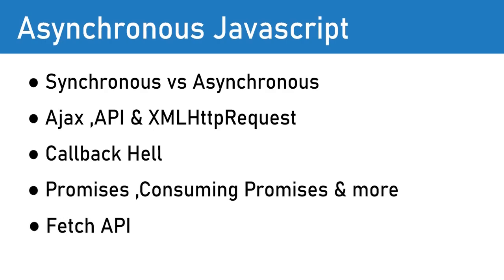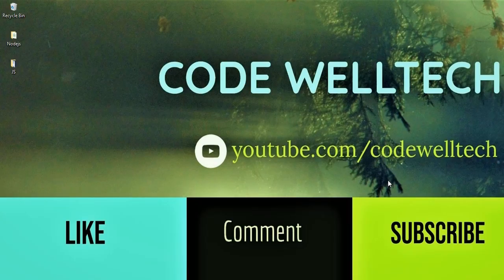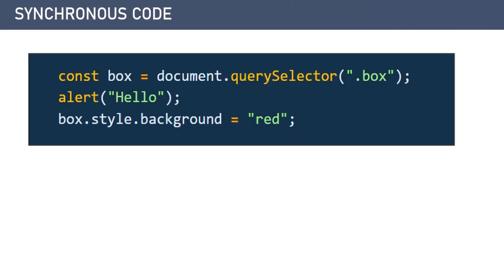How will the fetch API work? And how will async and await work? And how to handle the errors. Let us see what is synchronous code and what is asynchronous code.